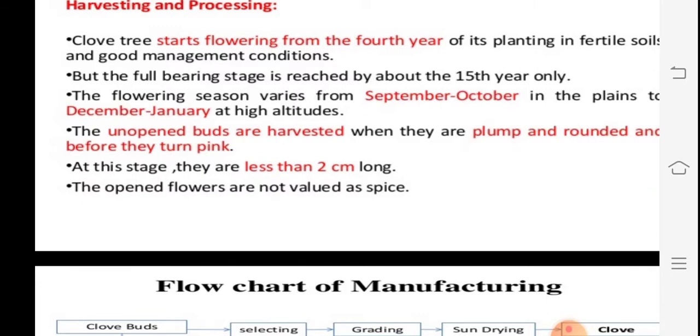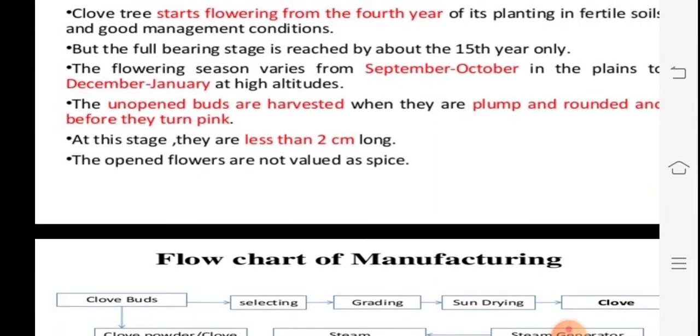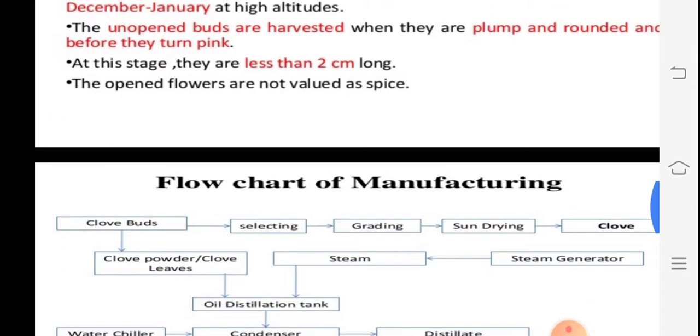Generally the plant takes about 15 years in the field. September and October are good as the flowering season, and December and January in the plain areas. Generally, a 2 centimeter long flower bud is good in quality.